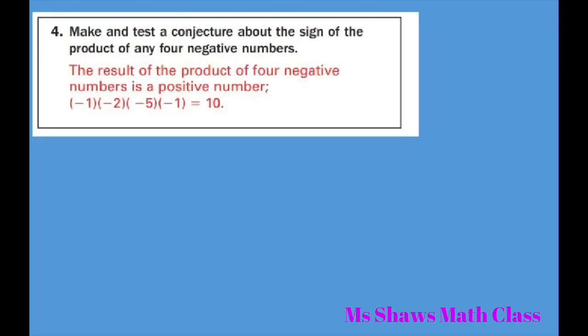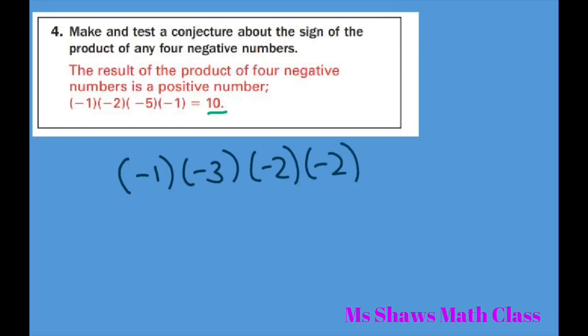All right. Make and test a conjecture about the sign of the product of any 4 negative numbers. The result of the product of 4 negative numbers is always positive. So we could make another one. We have 4 negative numbers. So -1, -3, -2, -1, or -2 again. So that's 4 times 3 is 12 times 1. So that would be 12. That's positive. So you made and tested the conjecture. Here's our test. And it still is positive.